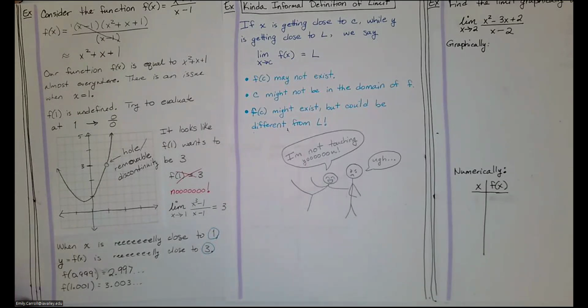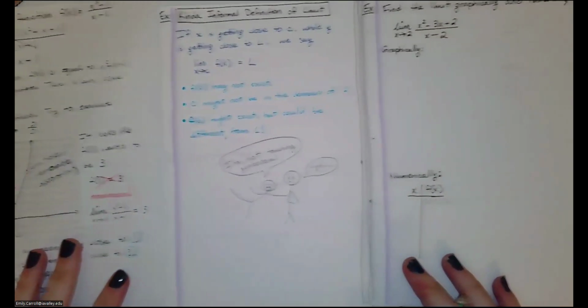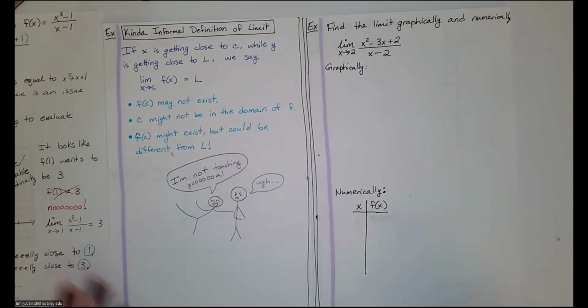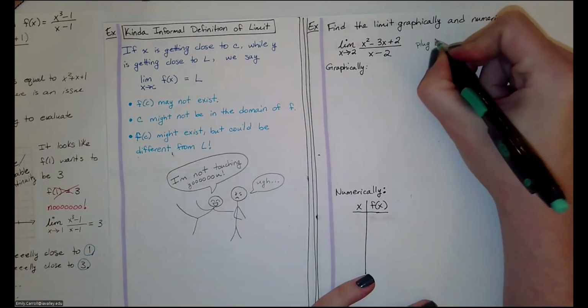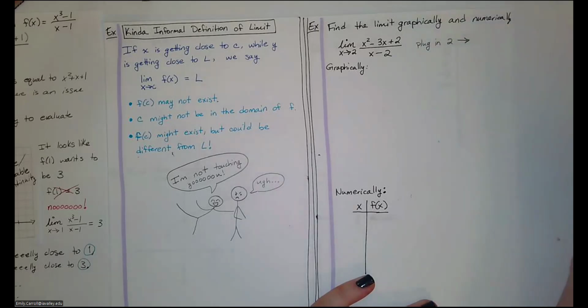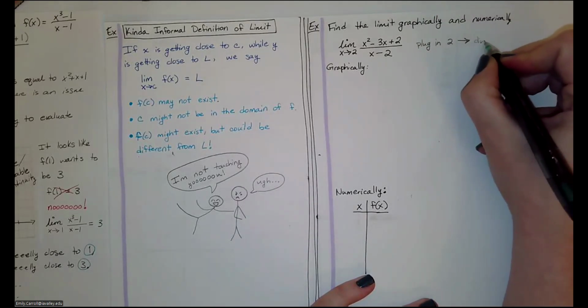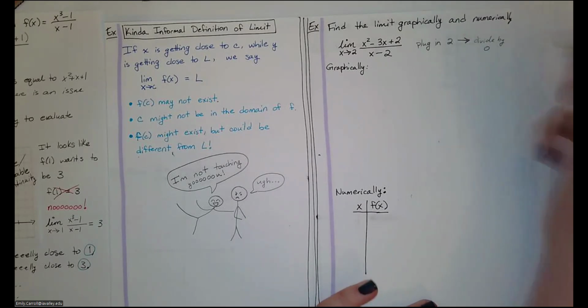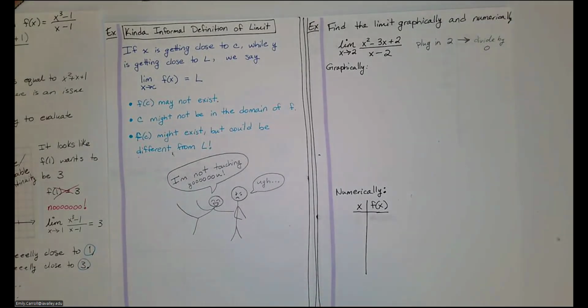All right, so let's try another example. Find the limit graphically and numerically. So now we've got this function that wants to go towards 2. If I try to plug in 2, I would be dividing by 0. Because honestly, your first line of defense when it comes to limits is just try to plug in the x that it wants and see what happens. Sometimes you'll get your answer right there.